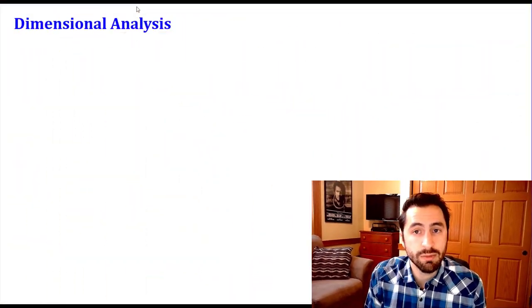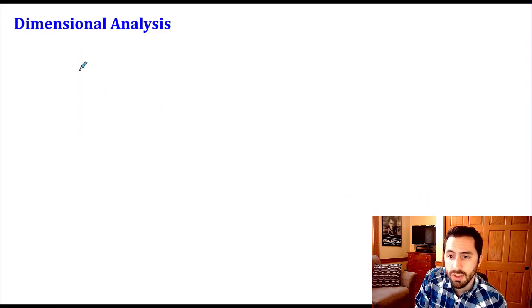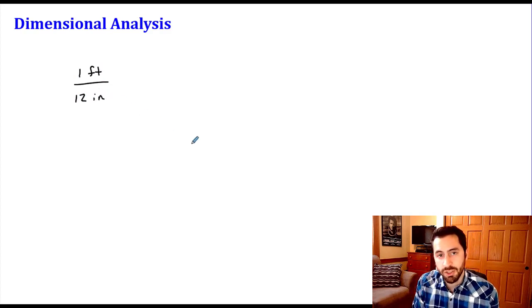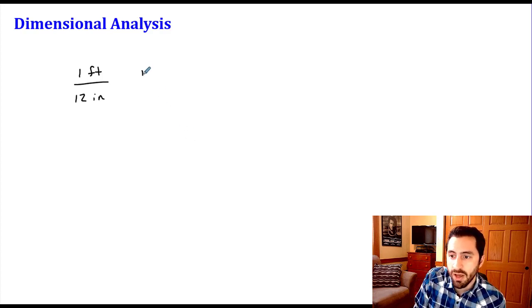So a unit fraction is a fraction that is technically equal to 1, but the numerator and the denominator are different units of measure. So for example, something like 1 foot divided by 12 inches. Feet and inches are different units of measure. The numerator and the denominator are different numbers, but 1 foot and 12 inches are technically the same length. So technically this fraction is equal to 1. Or I could flip that and I could do 12 inches over 1 foot.